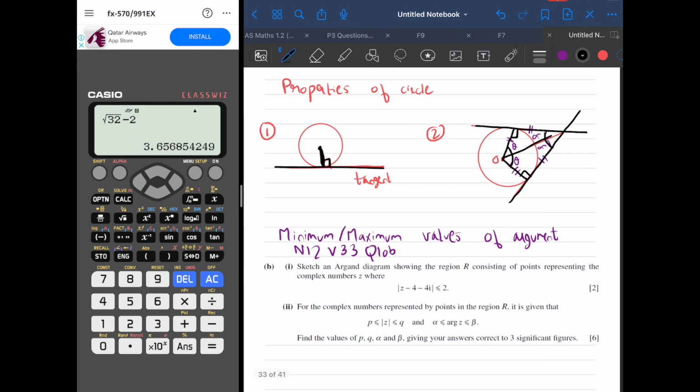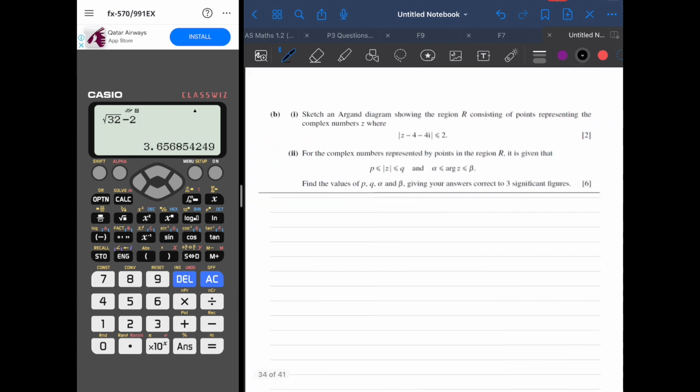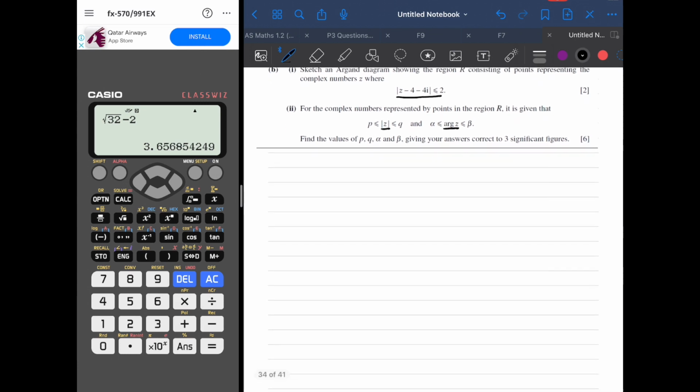Okay. So this is a question given to us which I'm solving on the next page. Here, this sign is for modulus and this sign is for argument. So you need to find maximum and minimum argument and maximum and minimum modulus. And this is the equation of a circle. Let's draw this properly.